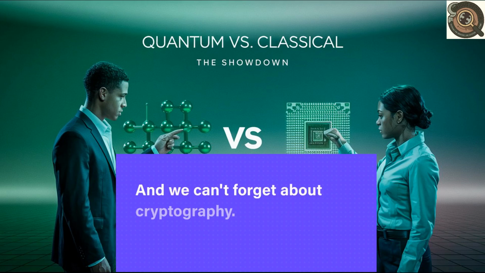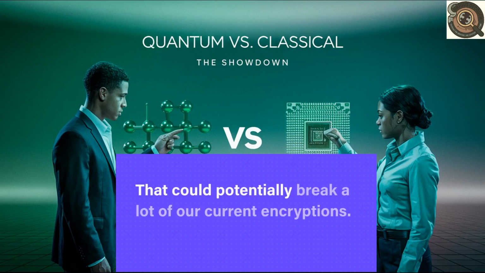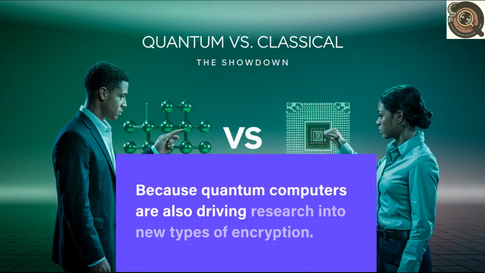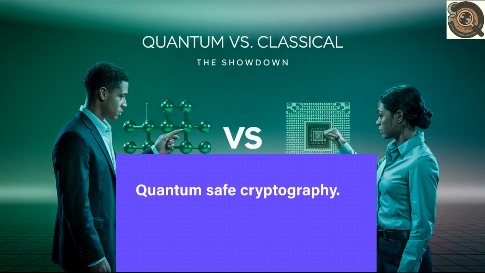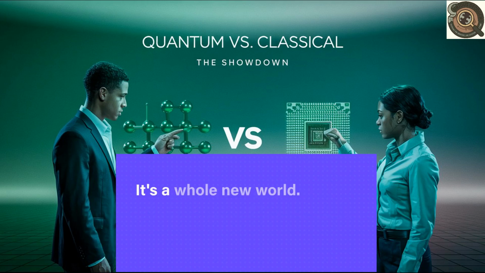And we can't forget about cryptography. Shor's algorithm could potentially break a lot of our current encryption. Big implications for security. It's a bit of a double-edged sword, though, isn't it? It is, because quantum computers are also driving research into new types of encryption. Quantum-safe cryptography, protecting us from both classical and quantum attacks. It's a whole new world.